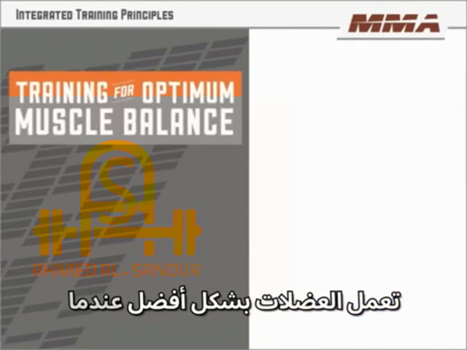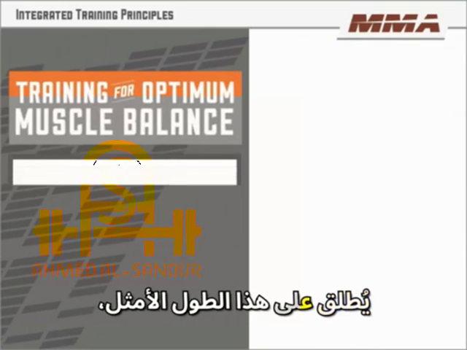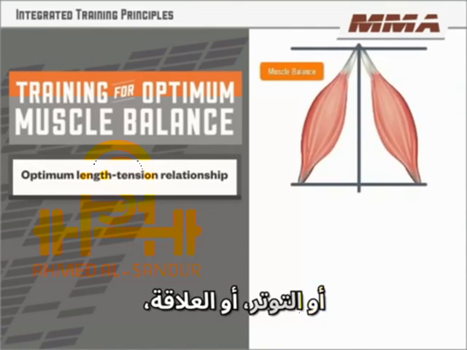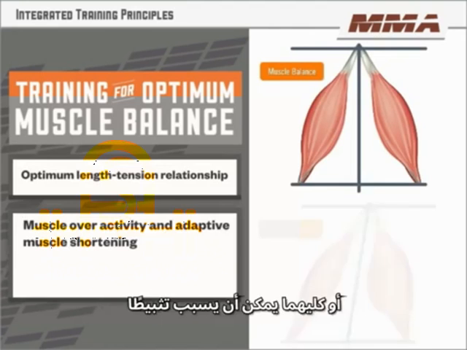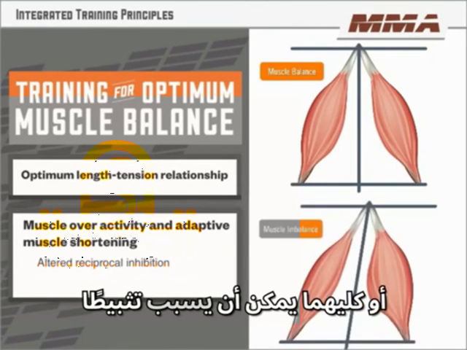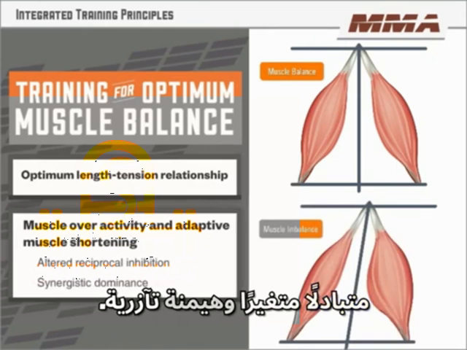Muscles function best when they're at an ideal length. This is called optimum length-tension relationship. Muscle overactivity, adaptive muscle shortening, or both, can cause altered reciprocal inhibition and synergistic dominance.